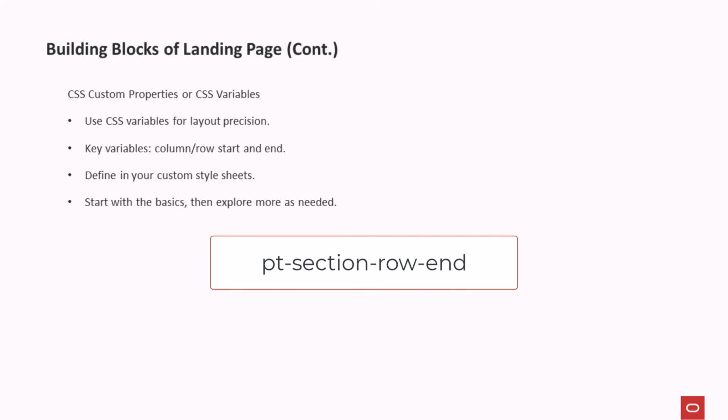PT section row end. This sets the ending row for a section on a landing page. This value can contribute to determining the height of a section. Used typically if you want multiple sections to share horizontal space with a single section.